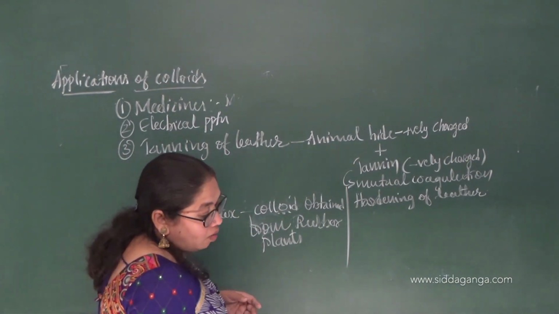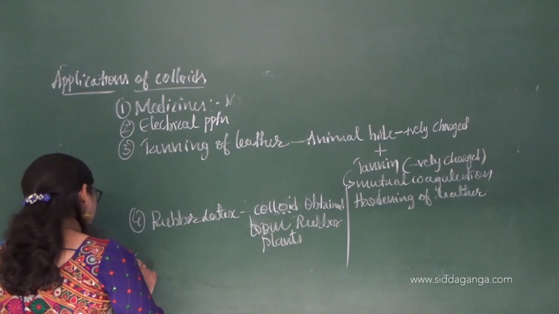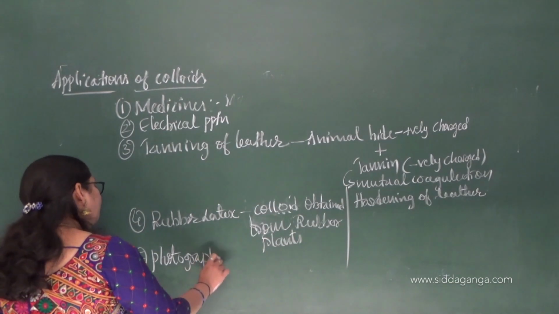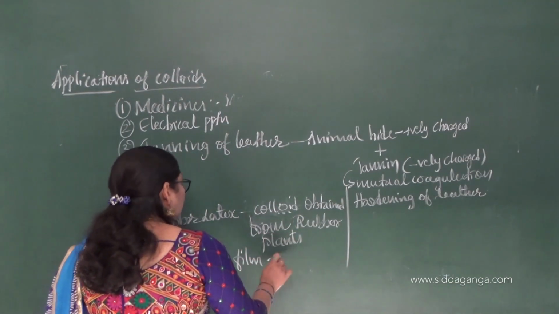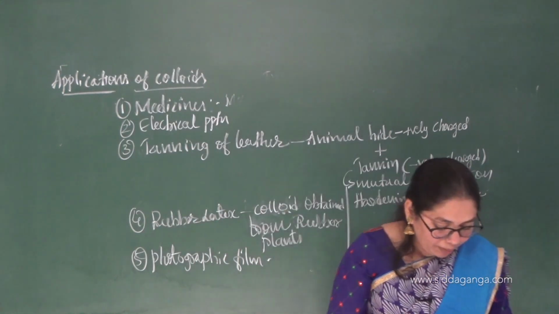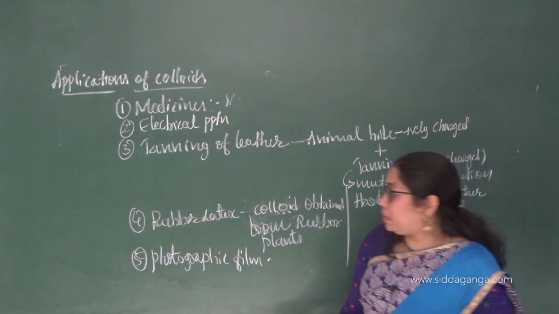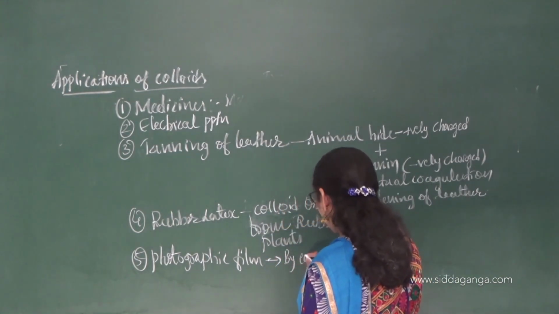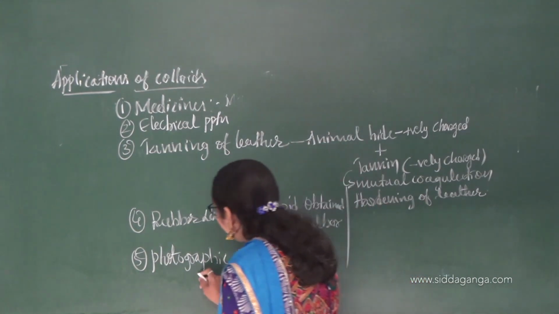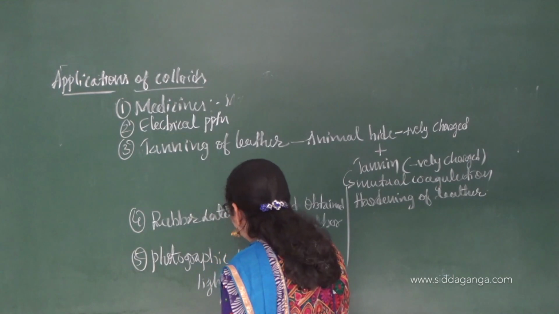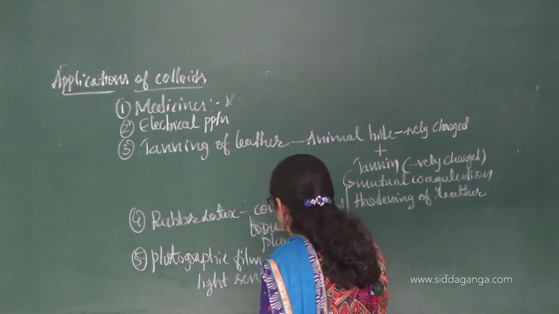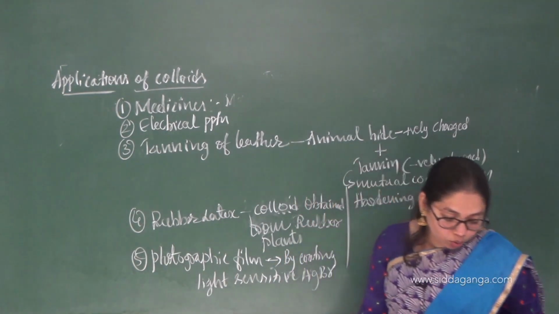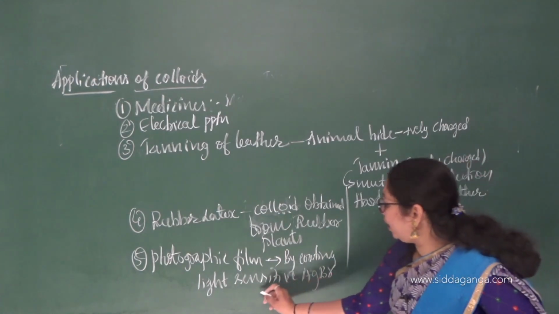You can also have one more example, that is the photographic films. One more application, photographic films. They are prepared by coating an emulsion of light sensitive AgBr. How are these photographic films prepared? By coating light sensitive silver bromide in gelatin.